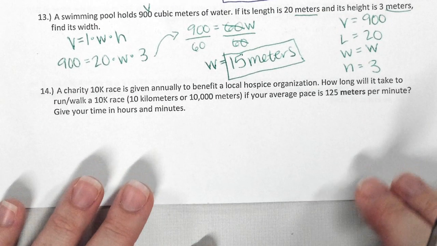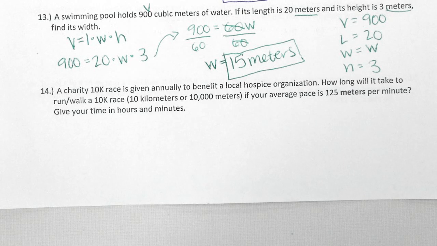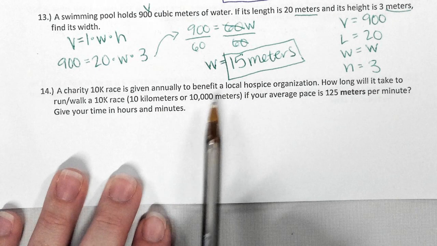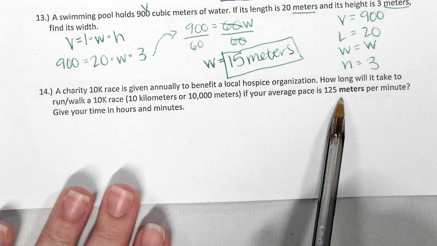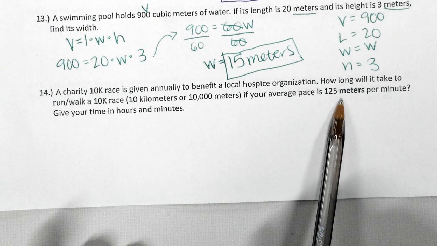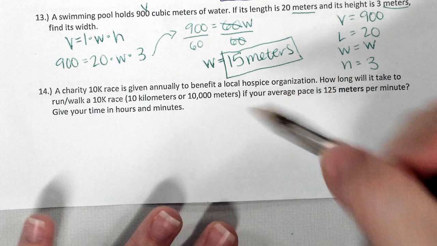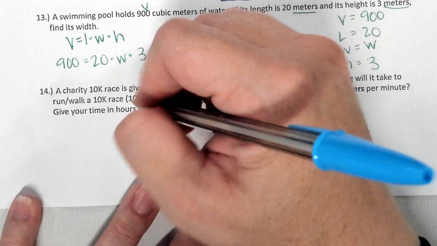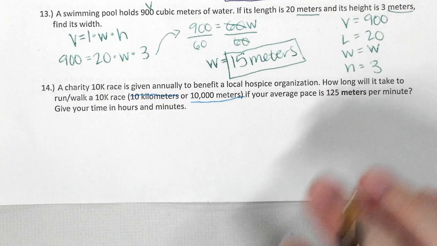Okay, so then it says a charity 10K race is given annually to benefit a local hospice organization. How long will it take to run/walk a 10K race if your average pace is 125 meters per minute? So first off, it gave me kilometers and meters. Which one are we going to use? Meters. Okay, so this is the one we're going to use, because if it said kilometers, we would worry about this one. So we're going to cross that one out so we don't throw ourselves off.